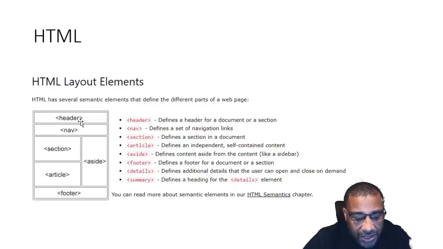One of the elements is the header, which, as you can guess, defines a header for a document or a section. Another element is nav, which will define a set of navigational links. Yet another is called a footer. If you haven't guessed it, a footer defines a footer of a document or section that you're trying to locate on the web page.